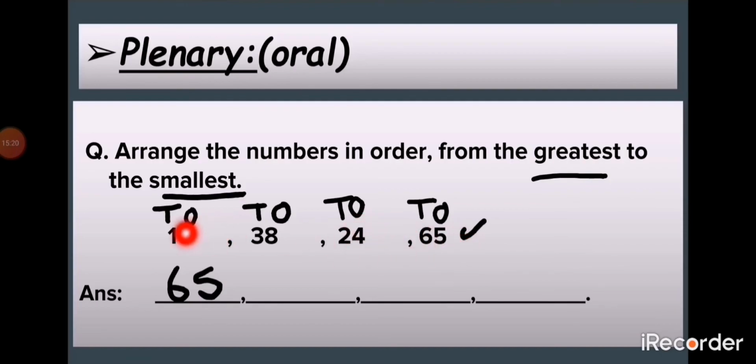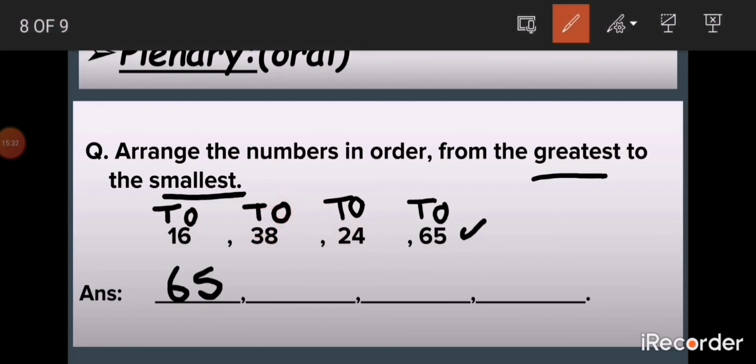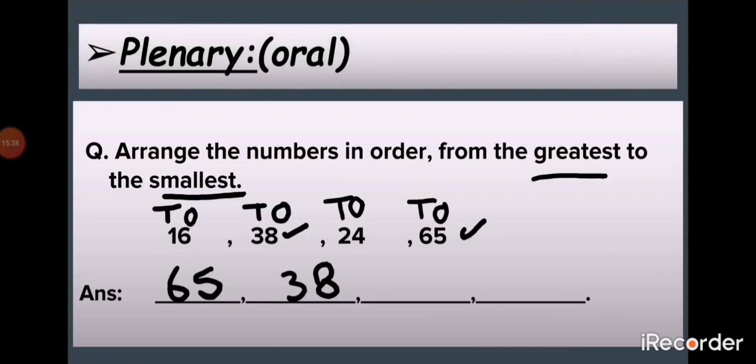Now, after 65, compare these three: 16, 38 and 24. In these three, which one is the greatest now? Which one has the greatest tens? 1 ten, 3 tens or 2 tens? Yes, 3 tens. So the second number is 38. Now we have done it. Again, I mark it.